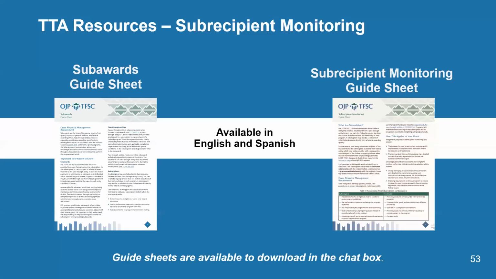Next slide. On our website, you can access a library of resources on a variety of financial and grants management topics. For the topic we explored today, you can access the Subawards guide sheet, which explains when grantees might make subawards, the responsibilities of pass-through entities, and the difference between subrecipients and contractors. We also have the subrecipient monitoring guide sheet, which explains how grantees should monitor their subrecipients. And I'll provide some details for you in the chat for easy access.